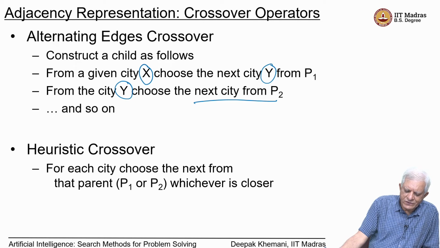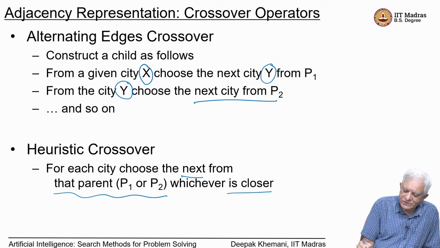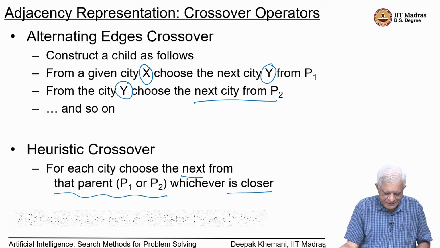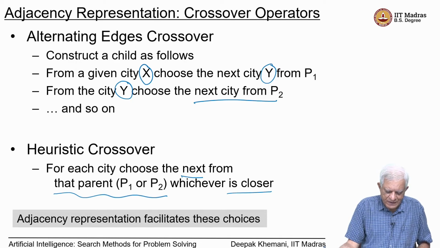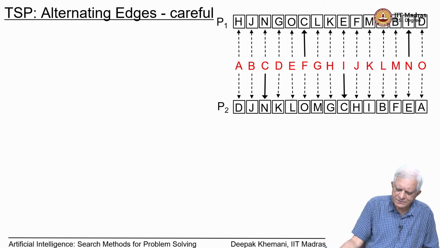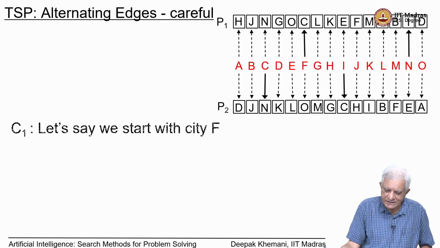But the other crossover that we can use is called the heuristic crossover, and essentially what this says is that for each city, choose the next city from parent P1 or P2, whichever is closer. So that is the general idea, that we want to construct shorter tours. So you see from which city you are going to a shorter tour essentially. Because of this particular representation, these choices are facilitated by the adjacency representation. But as you pointed out, you have to be careful while constructing children in adjacency representation.